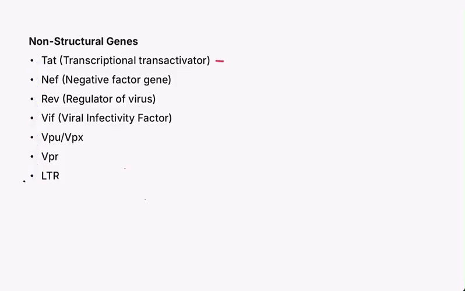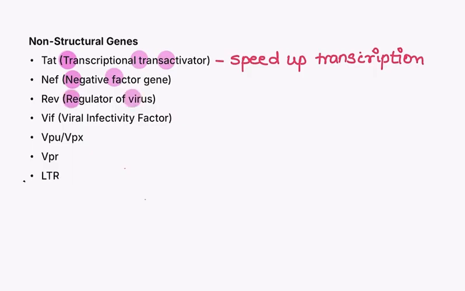Let's start with TAT. TAT stands for transcriptional transactivator. That is what it stands for. So what is it going to activate? Transcriptional. It is going to speed up the transcription process. Name is enough. Next we come to NEF. That is going to be the negative factor gene. Next we have REV. That is a regulator of the virus is required. Then for the infectivity we require viral infectivity factor. I mean, if you read their names, they are making sense. Now after this, there are 2 things that need to happen.